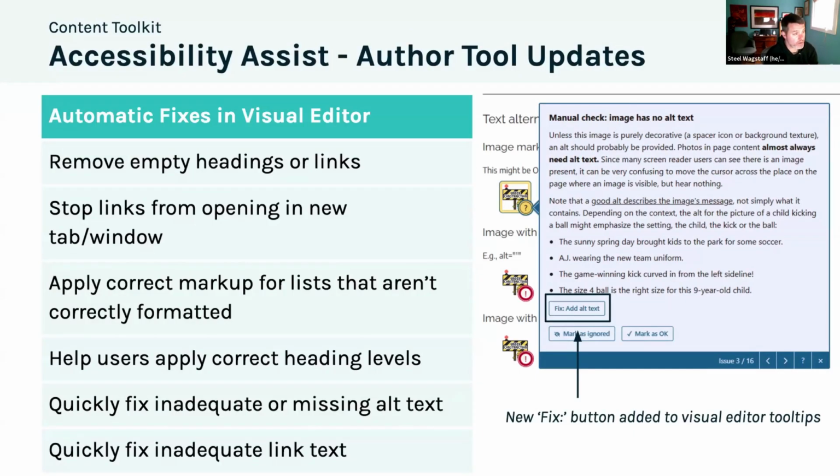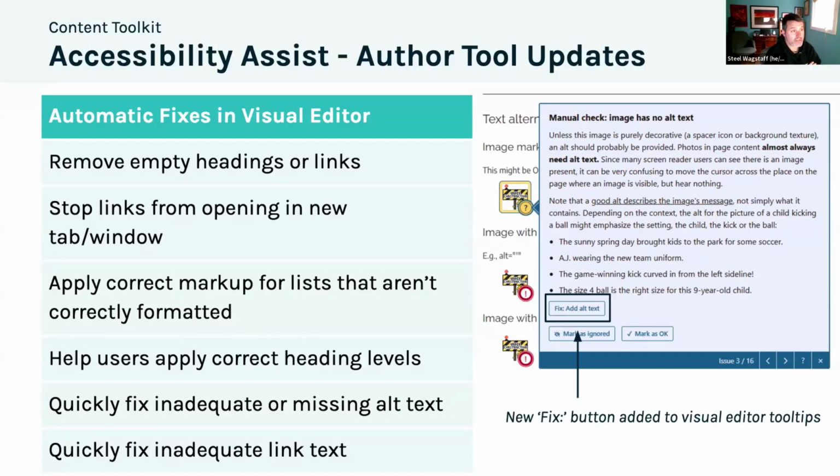And alt text is really important because it lets people that are using screen readers or other assistive technology, or have low vision, hear a description of what the image is so they don't miss important information. Previously, you could simply learn about what an alt text was and then mark it as ignored or mark it as okay, but you couldn't actually fix it from the tooltip.